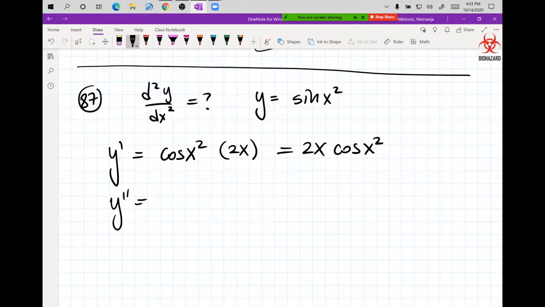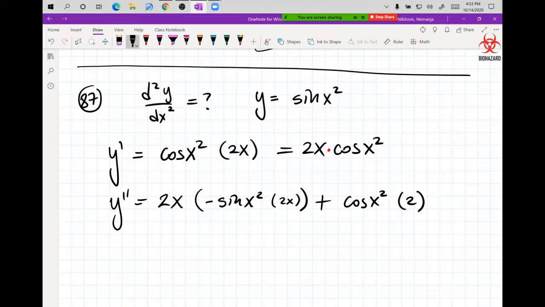Product rule. Yes. Very good. Product rule. Function number 1, function number 2, they are multiplied. Therefore, copy the first. The derivative of the second is going to be negative sine x squared times 2x. This is a chain rule because there was a chain rule there. Plus, copy the second times the derivative of the first, which is just 2.